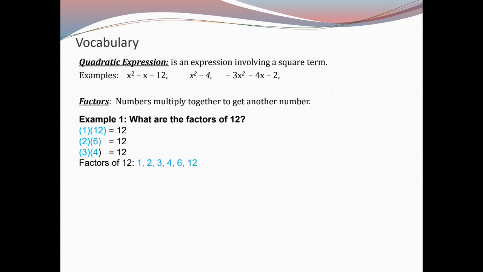The order doesn't matter. But again, these are all the factors. These are all the numbers that I can multiply together that would give me a value of 12. Okay. Now, what are the factors of 20?